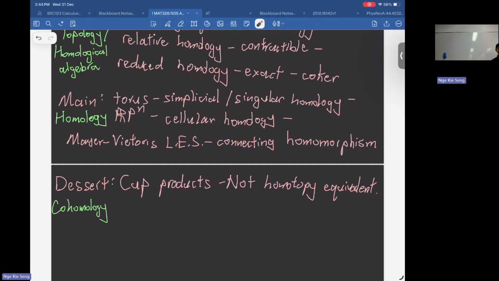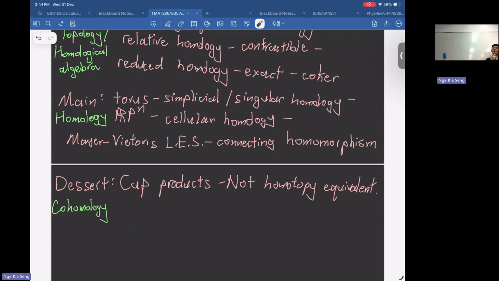So you have to know very well how to compute the homology of the torus using either simplicial or singular homology, whatever. And then RPN. Okay, RPN, I have a specification here. You need to use cellular homology. Okay, so make sure. Yes, if you want to use cellular, also can.